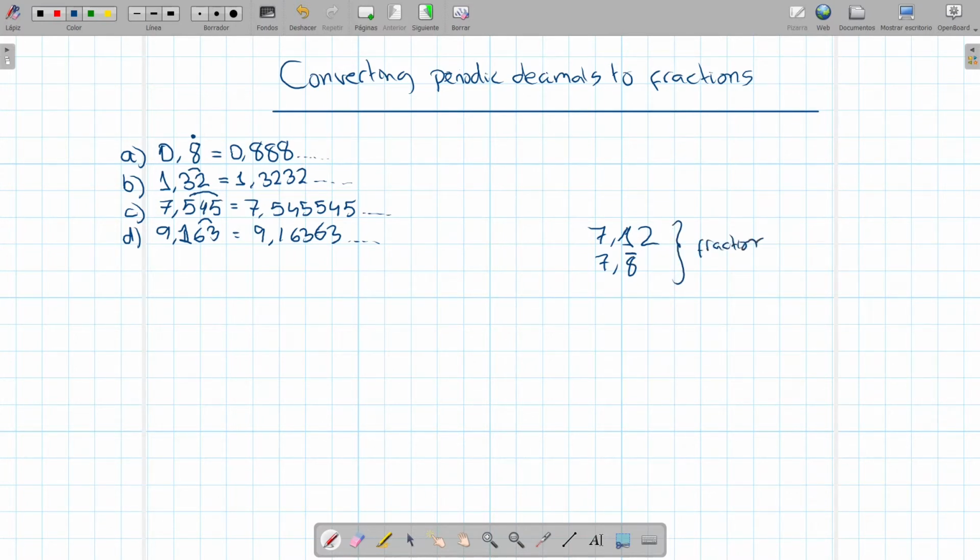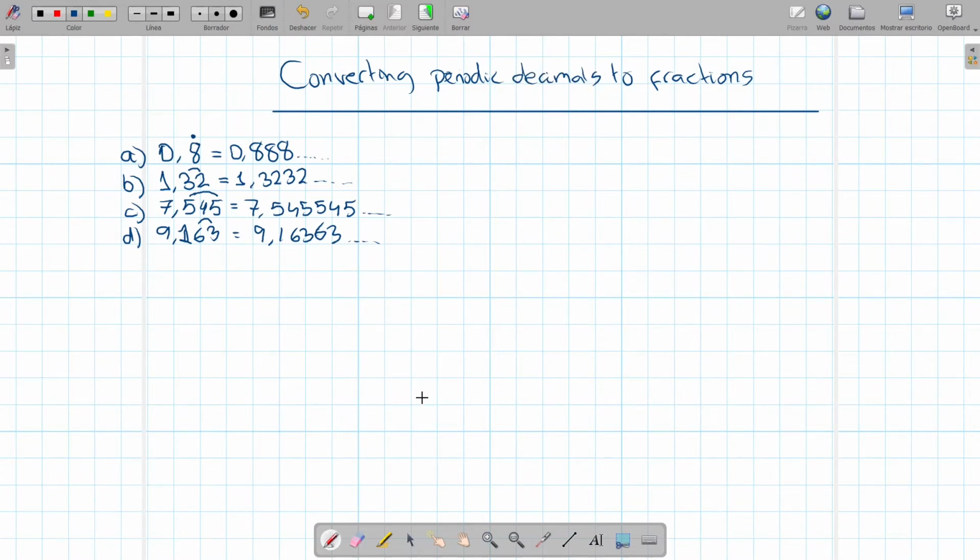And we have videos about both. The first one is in an older video, and this is the one that we're going to see today. And then you have the irrational numbers, which are numbers that have an infinite number of different, non-repeated digits, and irrational numbers cannot be converted into fractions. So today we're going to see how to convert a periodic decimal into fractions.